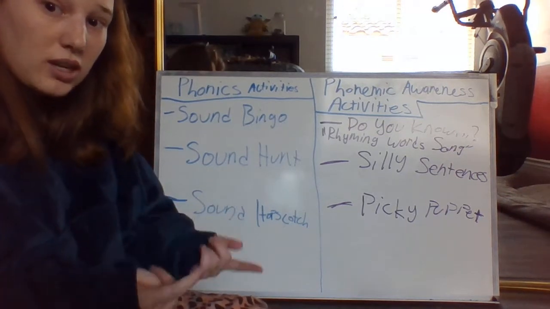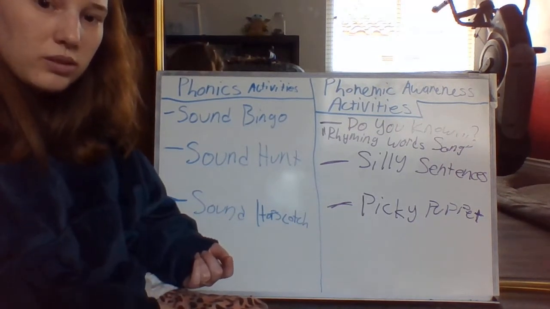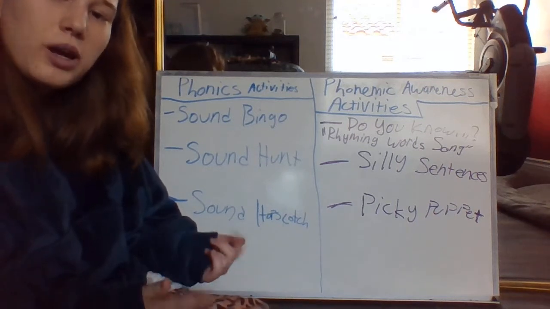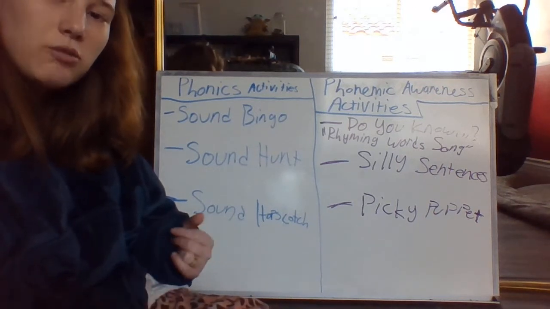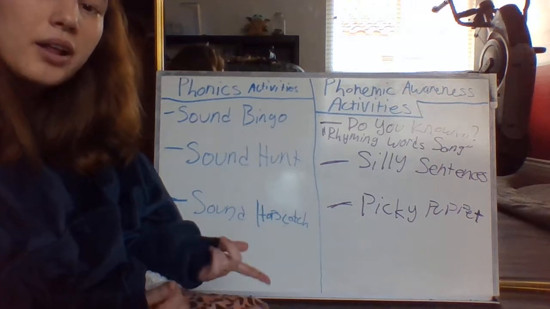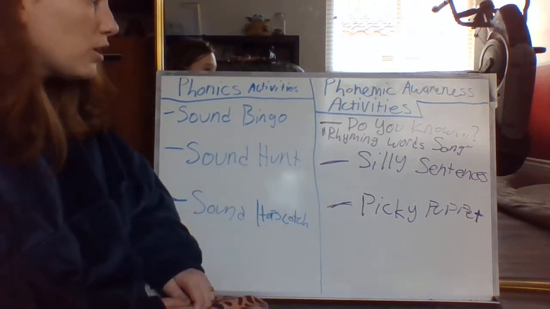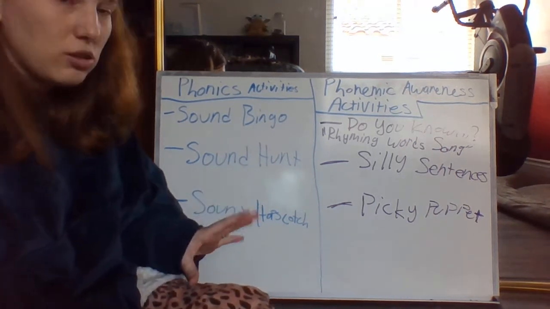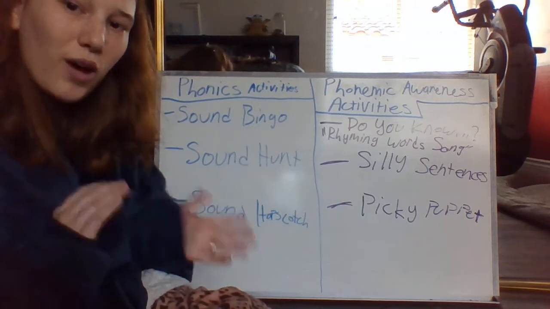So, for instance, king versus ring. "King and ring are rhyming words, rhyming words, rhyming words. King and ring are rhyming words, they sound a lot alike." So that's one phonemic awareness activity that you can introduce to your students and have a fun lesson in that.